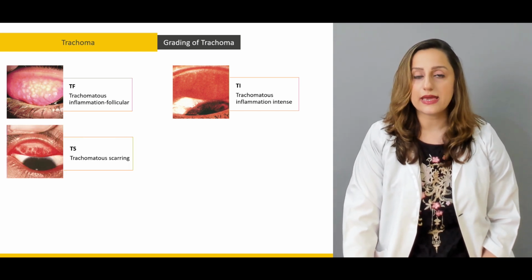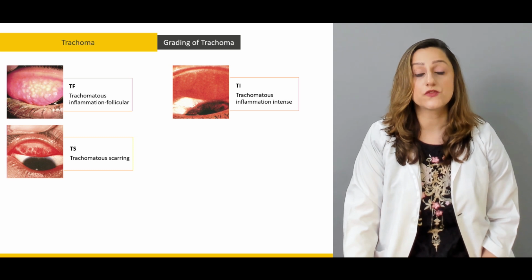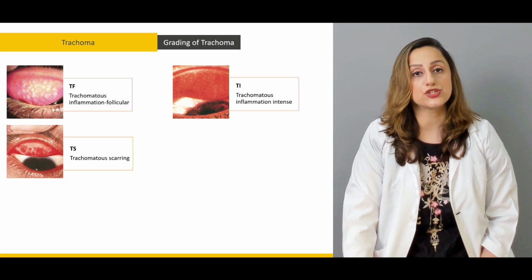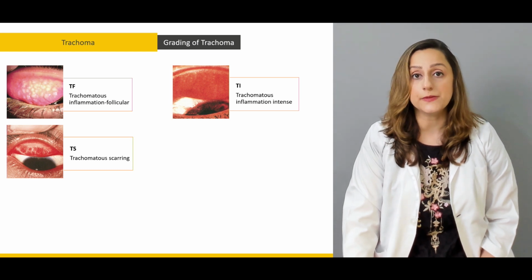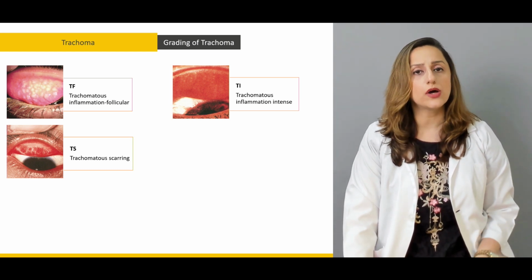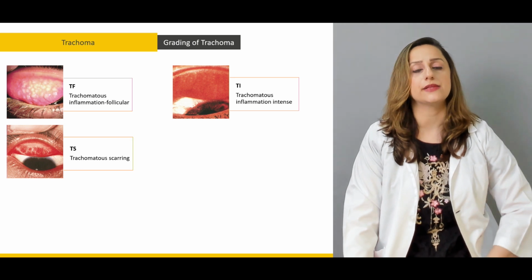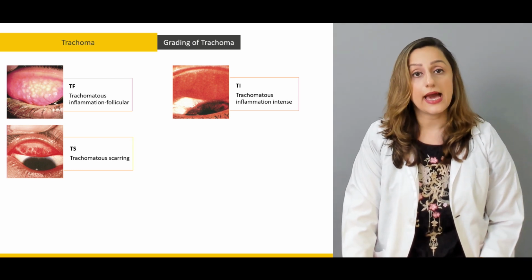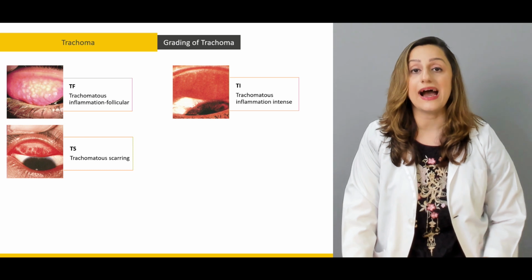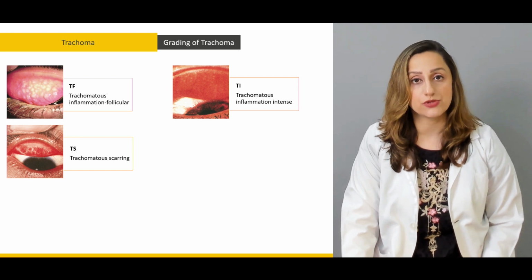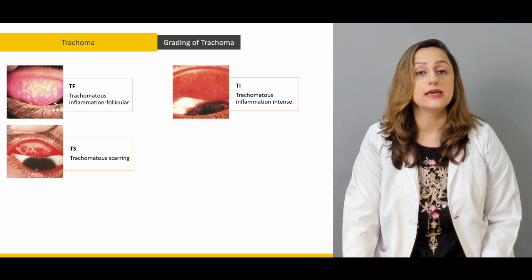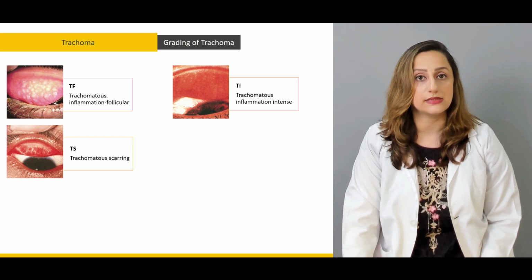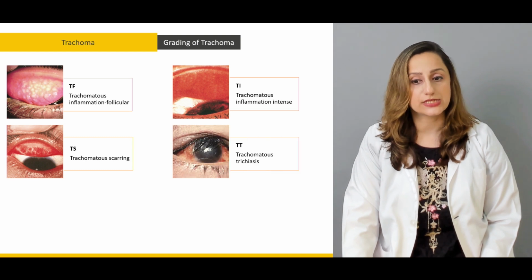Then we have the TS stage, that is basically the stage of scarring. Once the infiltration has occurred, the cellular infiltrates have invaded the epithelium, and we have passed on with the initial bodies and the development of the elementary bodies. Then there is the outburst of these elementary bodies and the epithelial cell damage, followed by the scarring of the epithelium of the palpebral conjunctiva.